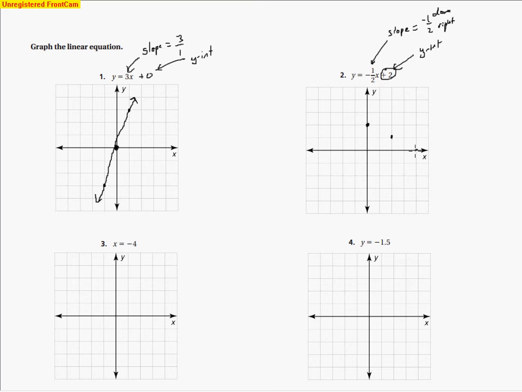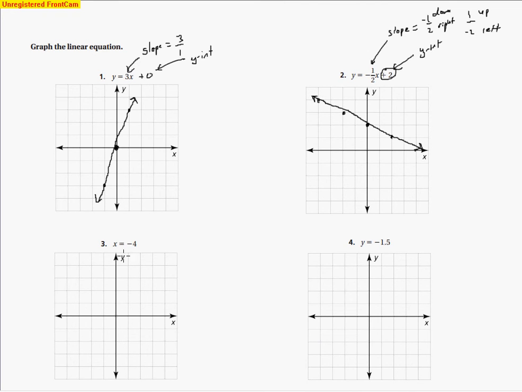Now, if I run out of room that way, I could change it around. I could go 1 over negative 2, which would tell me to go up, but then to the left. And that would get me on that same exact line. So up 1, left 2 gets me on that line as well. And I could draw a line between those points, and then I'd have a nice line.